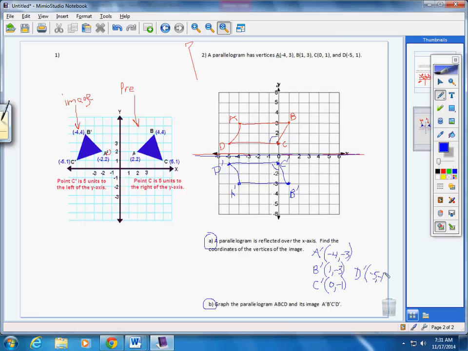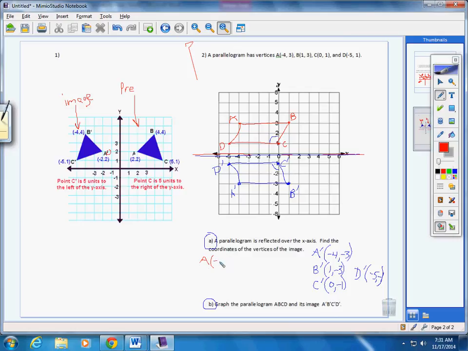Now, I want you to take a look at what you're seeing, right? Negative 5, negative 1. I want you to take a look at this for a second. If you look at your new points, you should realize that they have a similarity to our, and let me switch back to red, they're very similar to our original, our pre-image, A, B, C, and D.